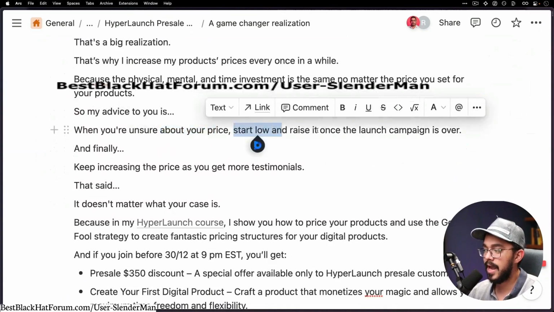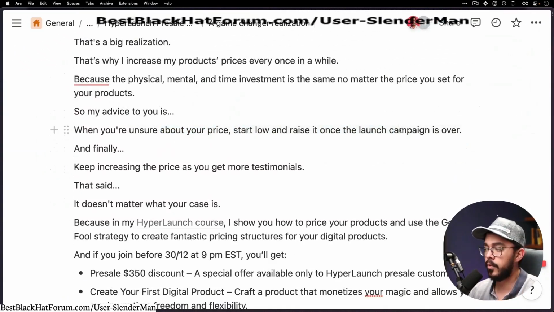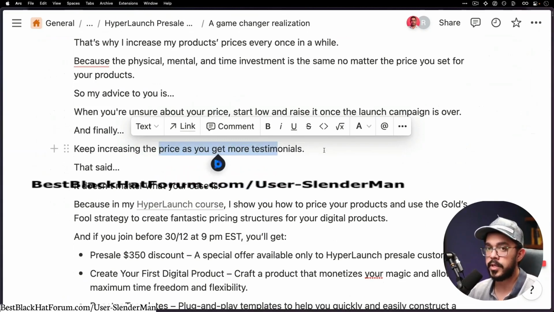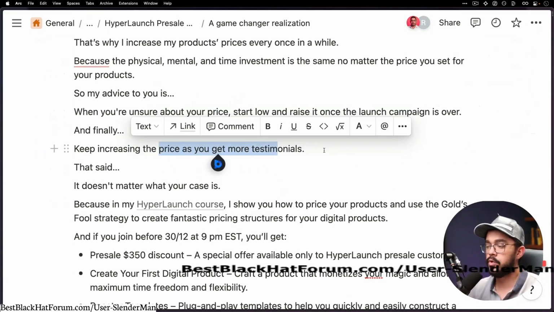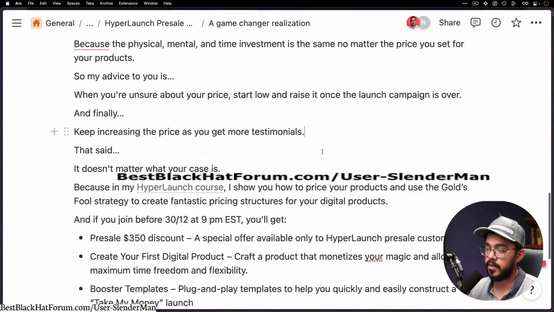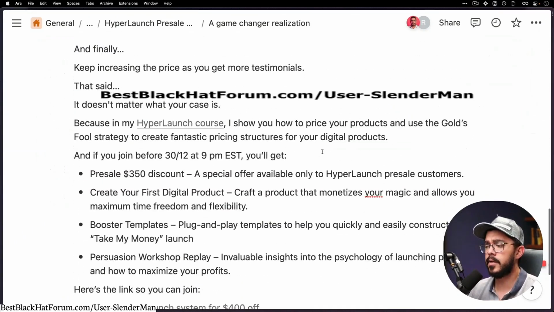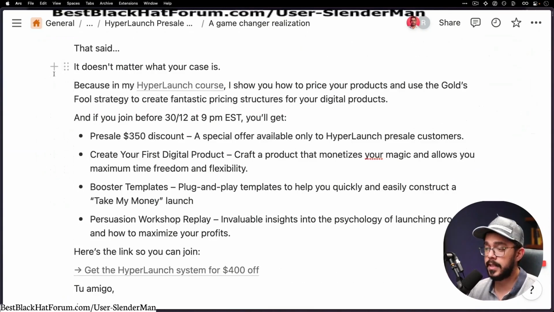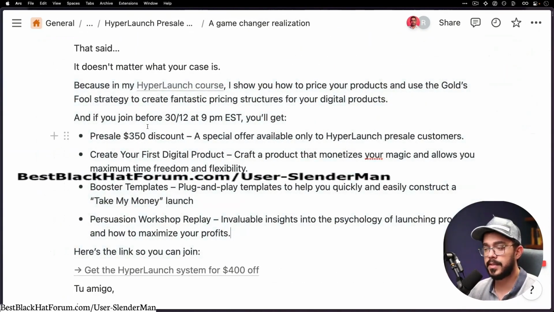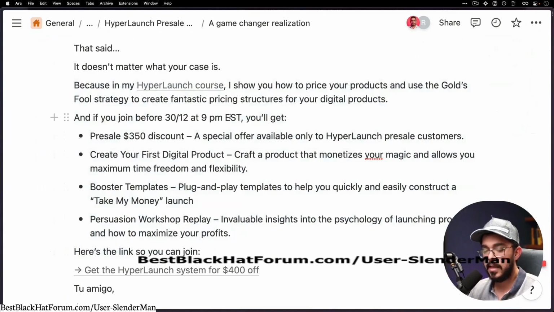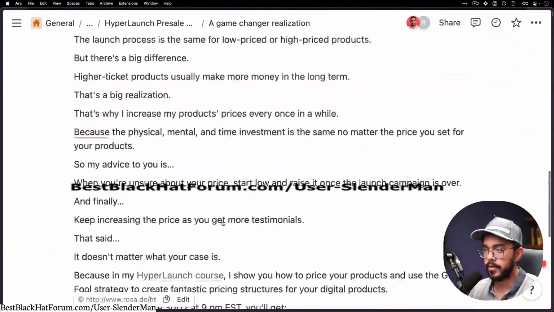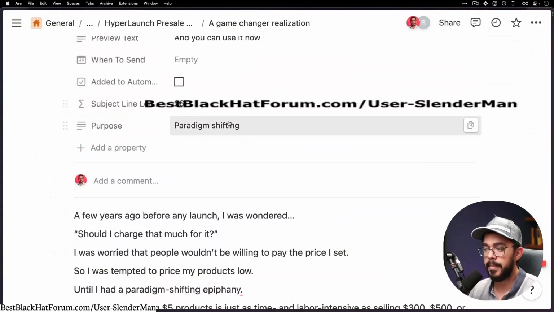Start low and raise the price after you are done with the launch campaign, and then after you get your first few testimonials. And you can use that as an excuse to keep raising the price because now you have proof that your stuff works. And finally, I personally end most of my sales emails with the bonuses that they're going to be getting, like this. It's just a few bullet points with all of the bonuses and the deadline so that they actually get encouraged to buy. And finally, with a call to action. So that's the first type of email I like sending, the paradigm shift.